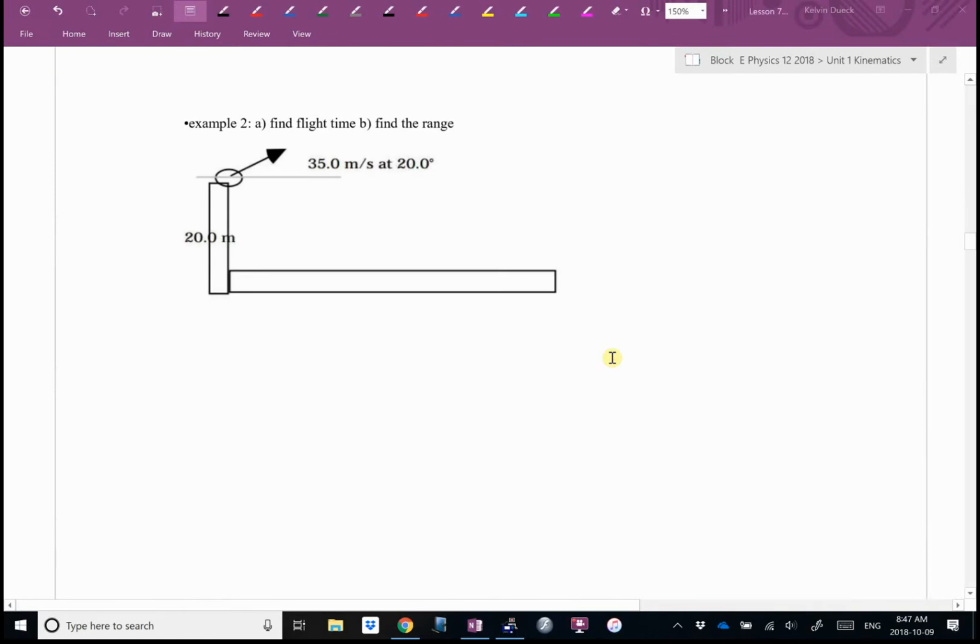Example 2. A says find the flight time, B says find the range. This is a cliff at an angle. You know what I'm going to spend most of my time finding? Time. Did I say angle? This is a job for components. Okay, so I'm going to redraw this a little bit bigger. So I have 35 meters per second, and the angle here is 20 degrees.